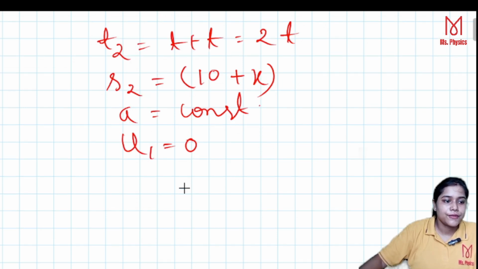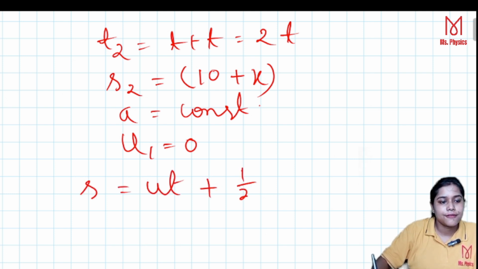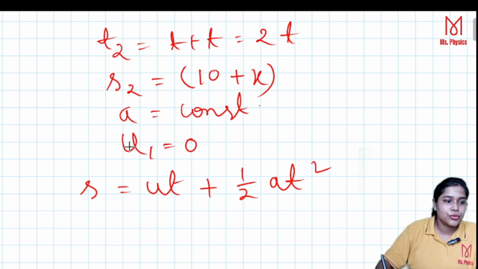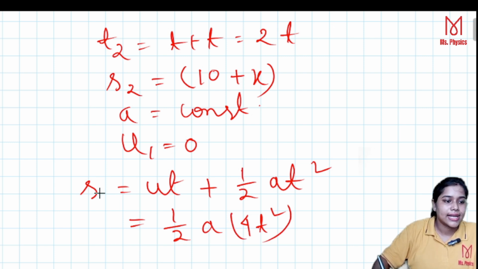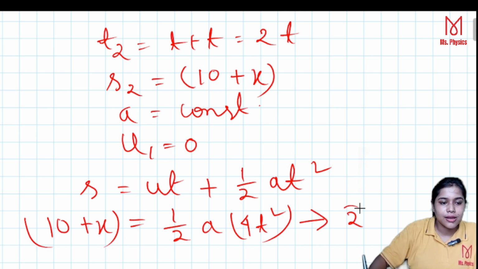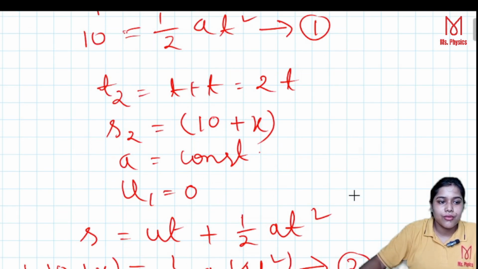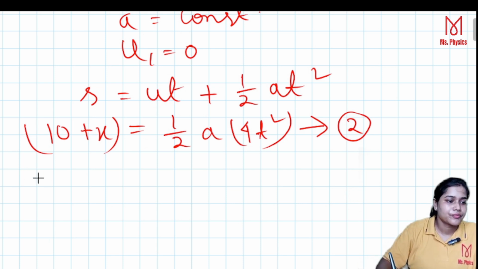Okay. Now if you put in the same equation, that is s is equal to ut plus half a t square. Now you put the values. See that the initial velocity is 0. So therefore half a is constant and here t is 2t, that means 4t square. Okay. And s is what? 10 plus x. Okay. Now if you give this equation number 2, then from equation 1 and 2 what you can get?